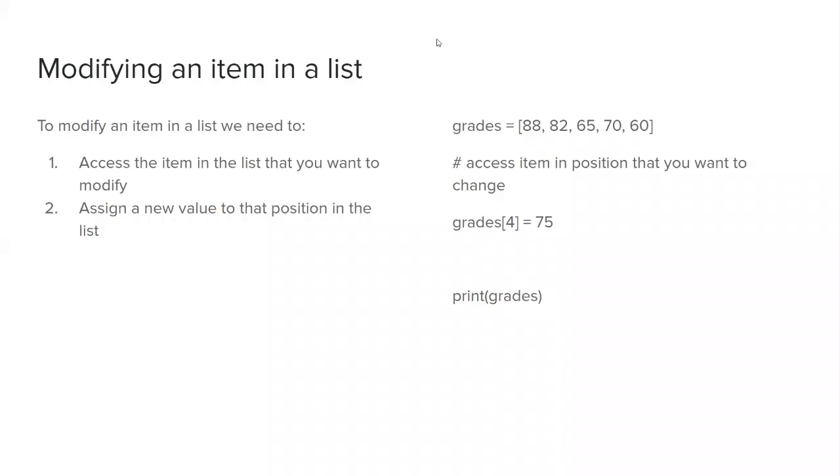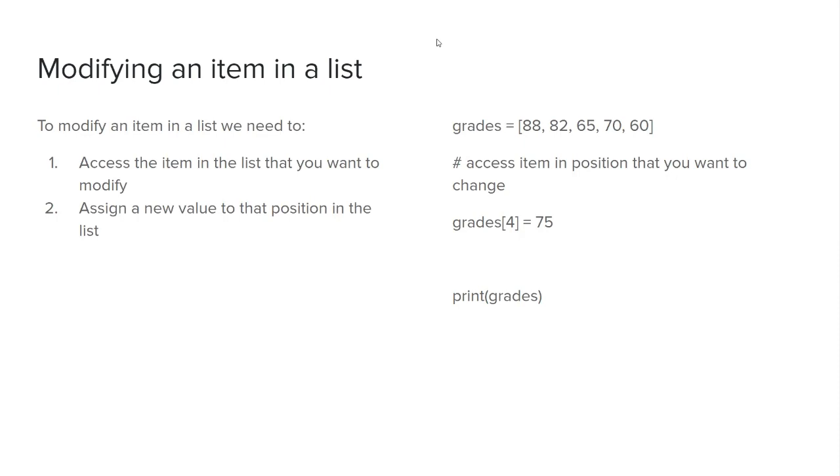Okay. Now to modify an item in a list, right? Two things that you need to do. You need to access the item, right, in that list that you want to modify. And then what you want to do now is to actually do the modification. So make the change to the value in that index position, right?